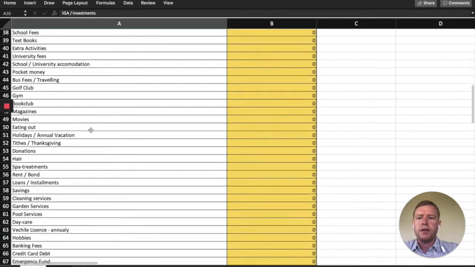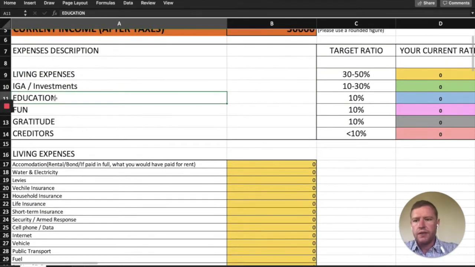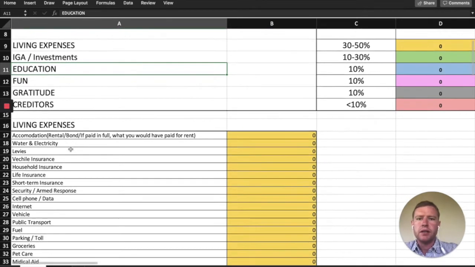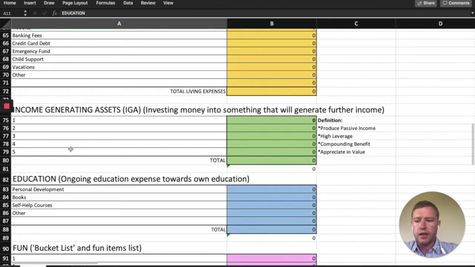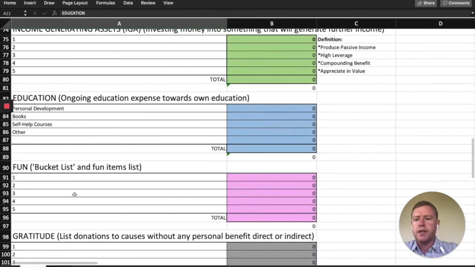The third one is education. Now this is not school fees, this is not university fees, this is personal development. This is crucial that you do spend a certain percentage on this every month. So this is towards courses, personal development, online courses, books that you're reading, seminars that you're attending. All of that is education. Then your fun. I think everybody knows what this is.